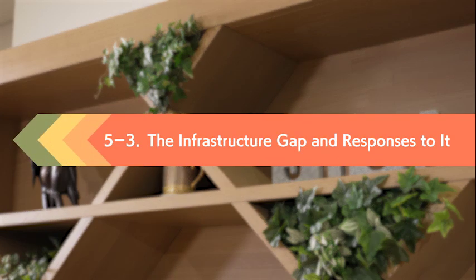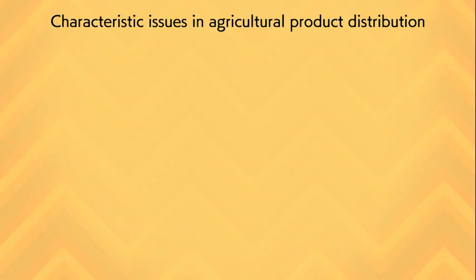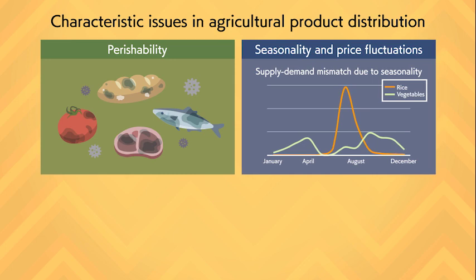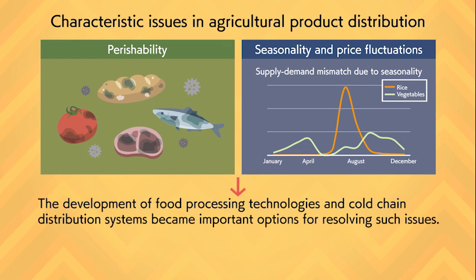5-3. The infrastructure gap and responses to it. Now let's turn to the infrastructure gap and responses to it. As previously explained, agricultural products are characterized by perishability, seasonal gaps in supply and demand, and conspicuous price fluctuations. The development of food processing technologies and cold chain distribution systems became important options for resolving such issues.